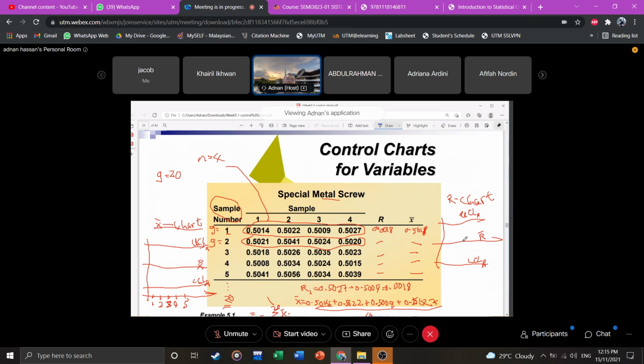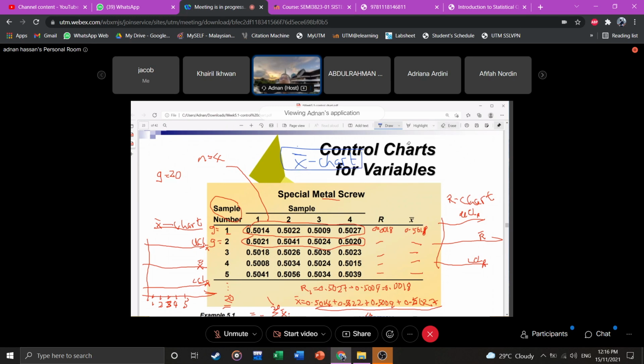Hello? No. All right. So what I'm showing now is an example of an X bar chart. Sorry, you stopped the recording. Can you continue recording? Okay. So this is an X bar chart, right?